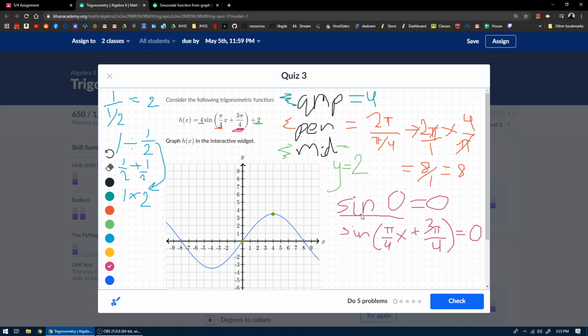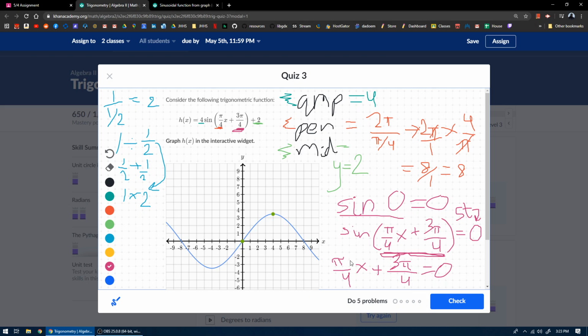Okay, now I start my graph at 0. I always start my graph at 0 for sine, right? So I want to know where I start my graph. This would be the start of the graph right here. So I always start at 0. So I want to find out what value will make this 0. Well, if sine of 0 is equal to 0, then this part right here must be equal to 0. So I could write pi over 4 x plus 3 pi over 4 is equal to 0.